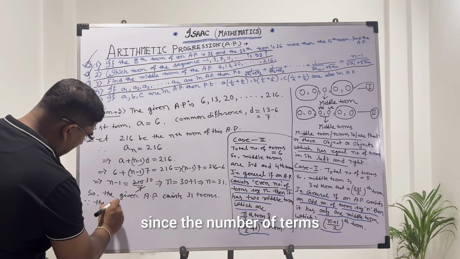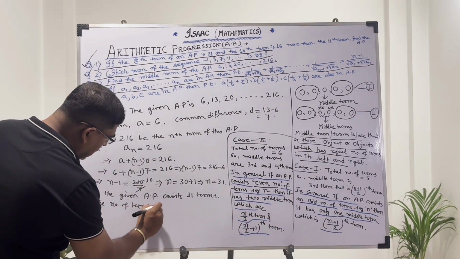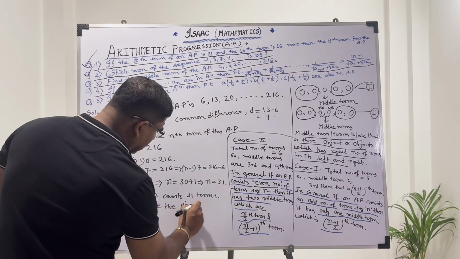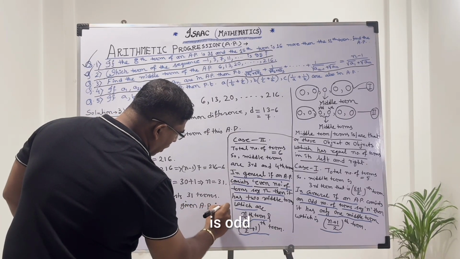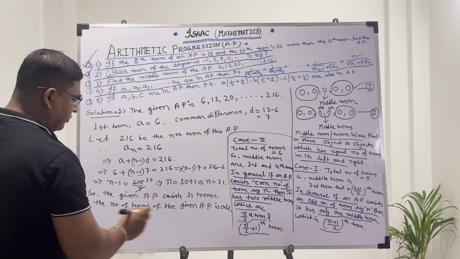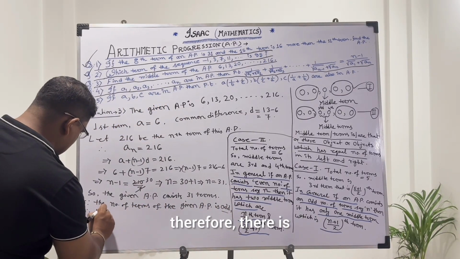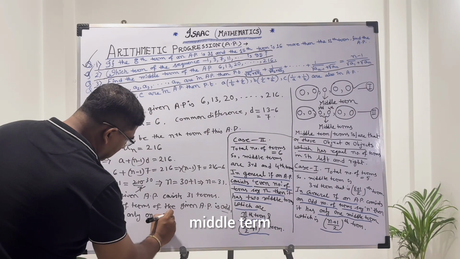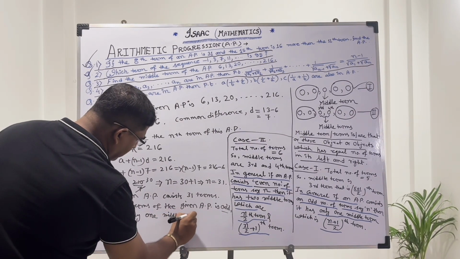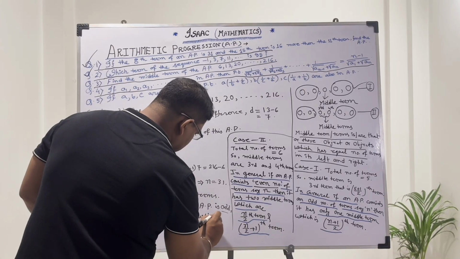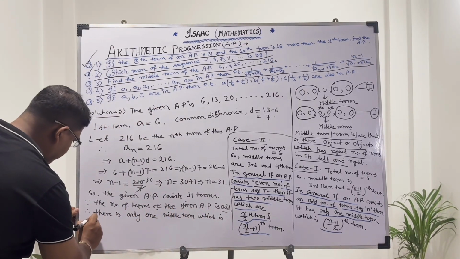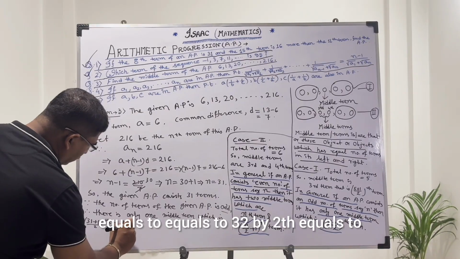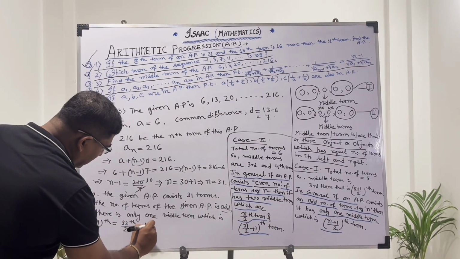Since the number of terms of the given AP is odd, therefore there is only one middle term, which is (31 plus 1) whole divided by 2 th equals 32 by 2 th equals 16th term of the AP.